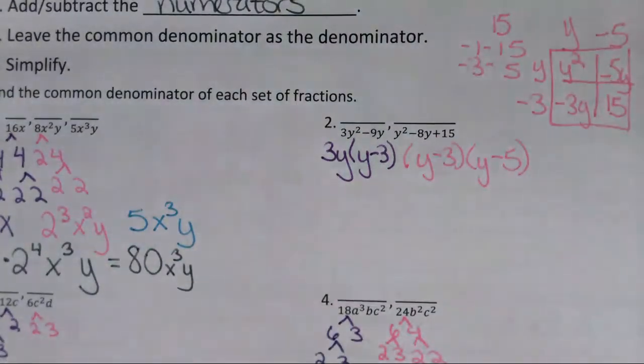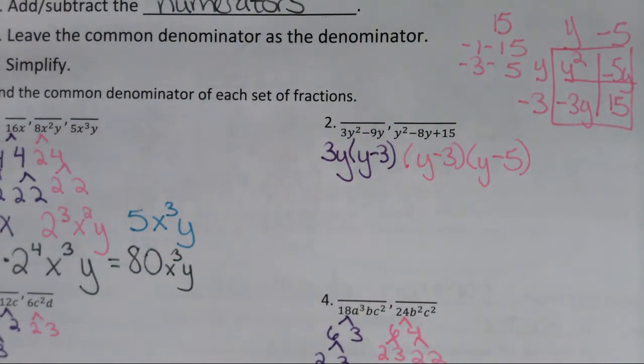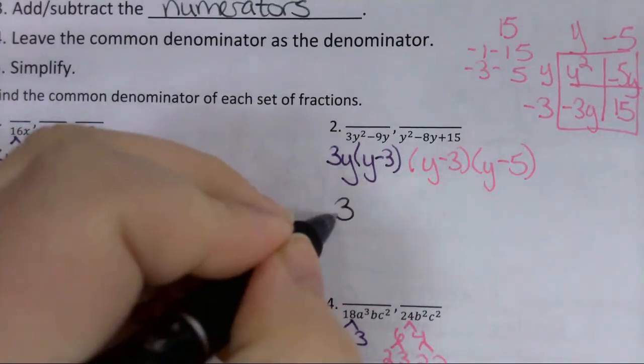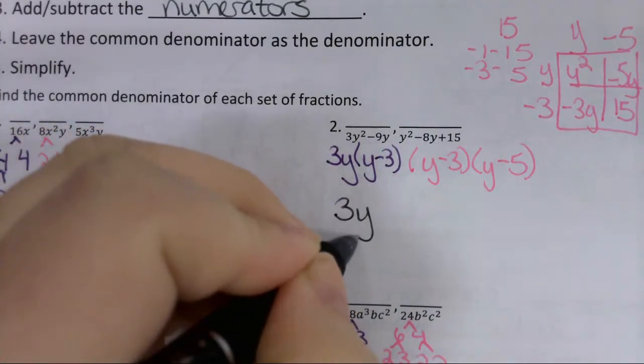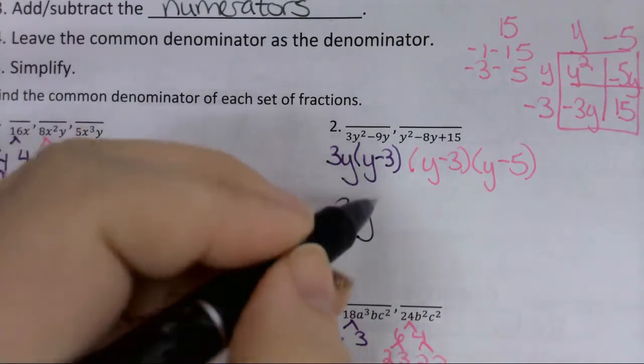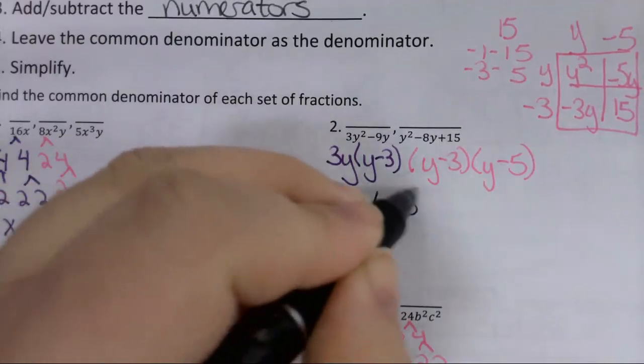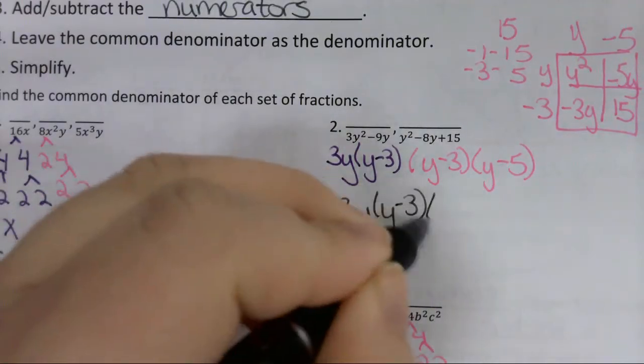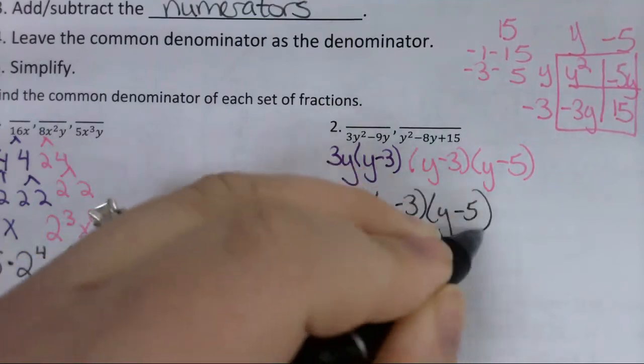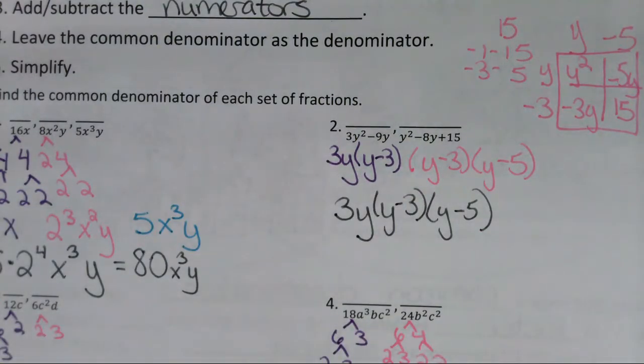So when looking for the common denominator, you have factors of 3, y, y minus 3, and y minus 5. The most amount of 3's is 1. The most amount of y's is 1. The most amount of y minus 3's is 1. And the most amount of y minus 5's is 1. So there's our common denominator.